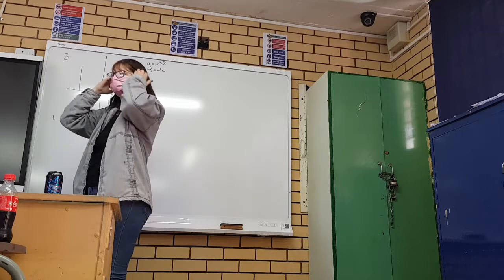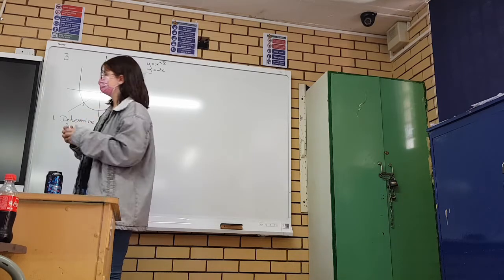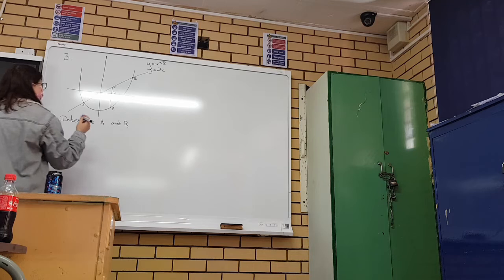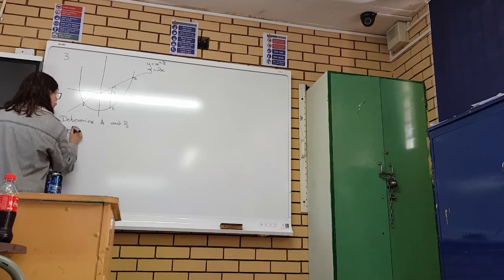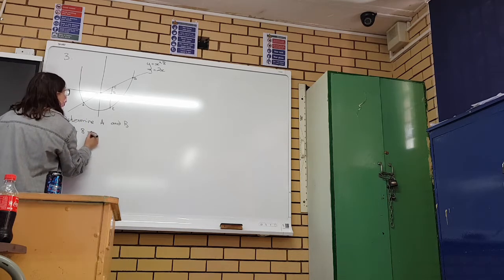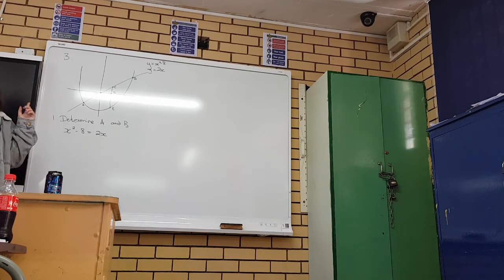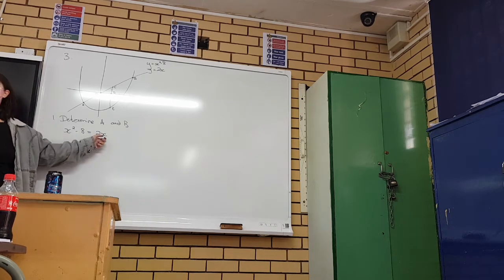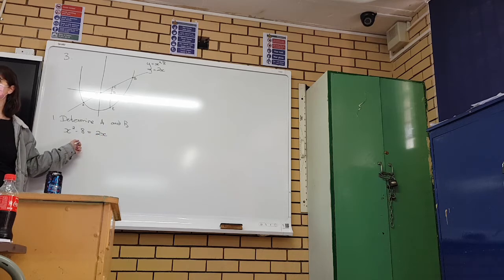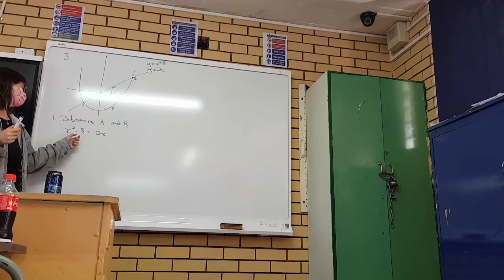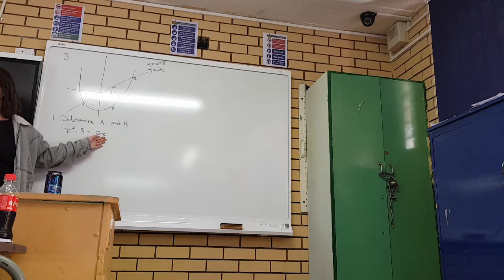So the way I do this is I do it by making the two graphs equal to each other. I say x squared minus 8 is equal to 2x, because I want the points where these two graphs have the same y value. Yes, I make the two equations equal to each other, where x squared minus 8 is equal to 2x.